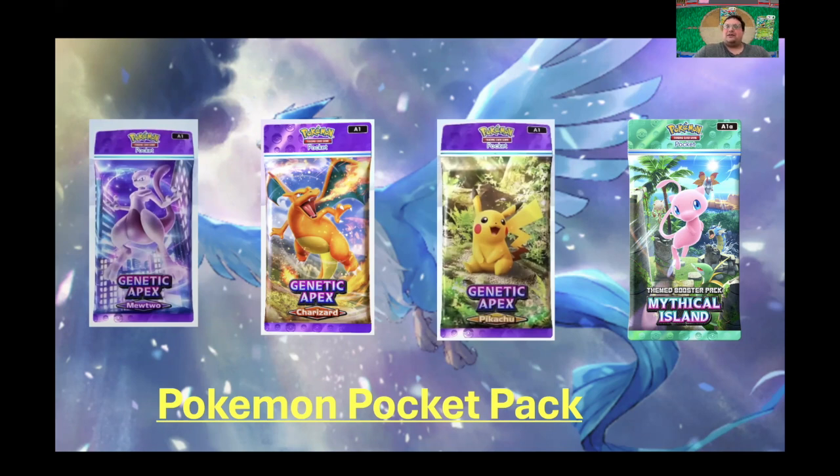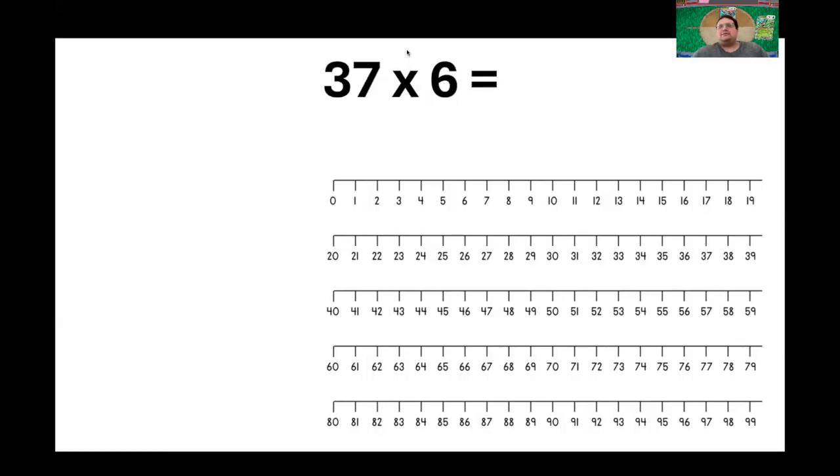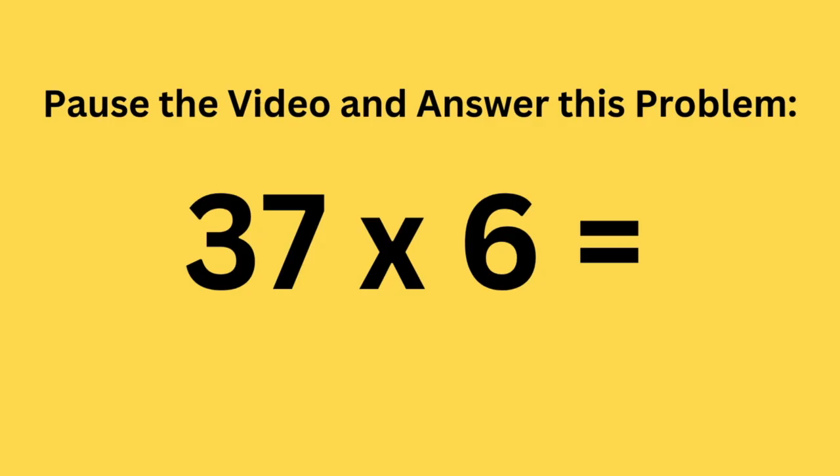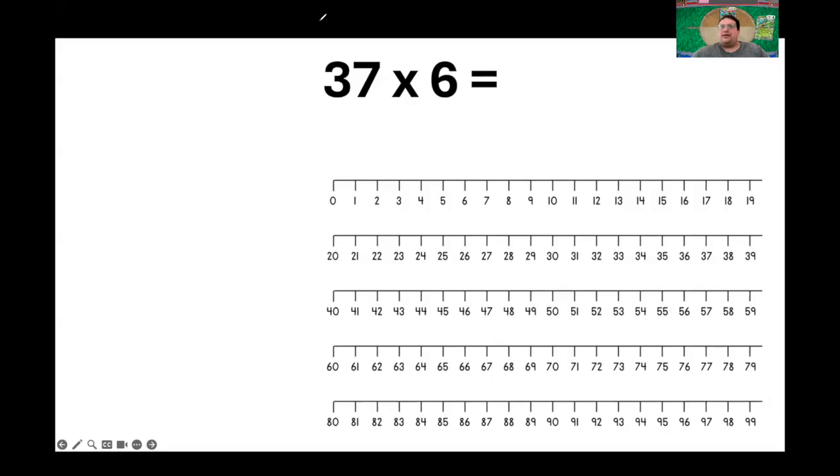Let's take a look at our next problem. Here is our next multiplication problem, 37 times 6. I want you to pause the video, come up with an answer, and when you come back, we'll do it together. All right, you should have your answer written down. If you want to put it in the comments below, you can. 37 times 6.